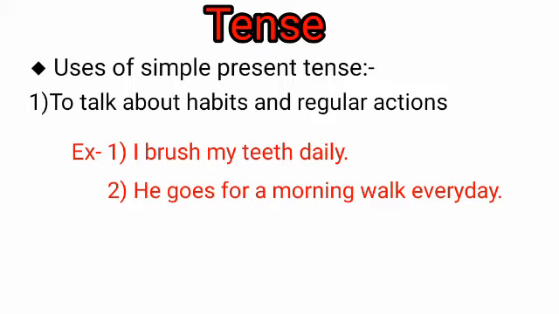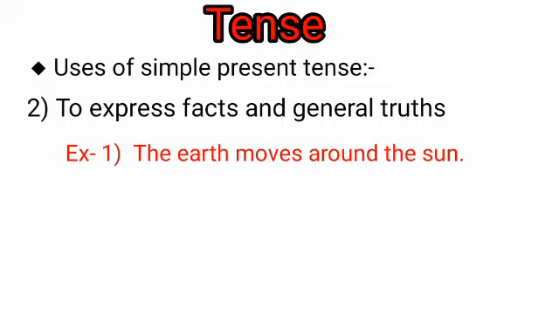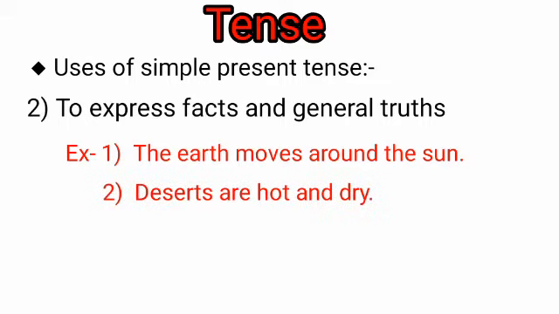Now, the next use of simple present tense. Simple present tense is also used to express facts and general truths. Let's have some examples of it. First example, the earth moves around the sun. Next example, deserts are hot and dry. These both examples are expressing facts and general truths.